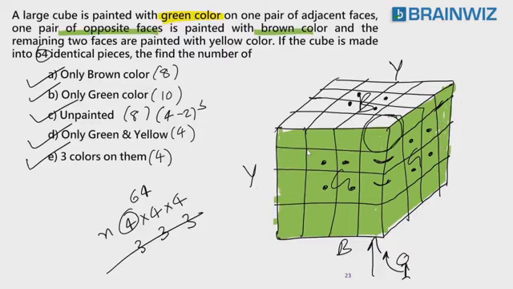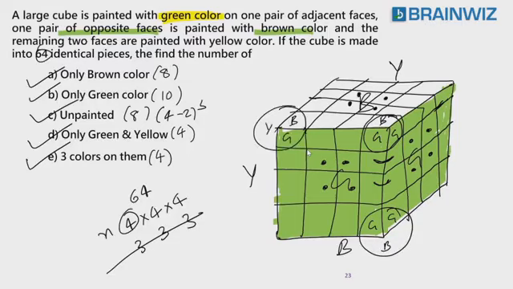Is this 3 color? No. Brown, green, green. 3 colors? No. Brown, green, green. 3 colors? Yes, sir. Brown, green, yellow. Brown, sorry, it's not brown. Brown, green, yellow. This one? Yes. No, sir. Yes, sir. Brown, green, backside yellow.